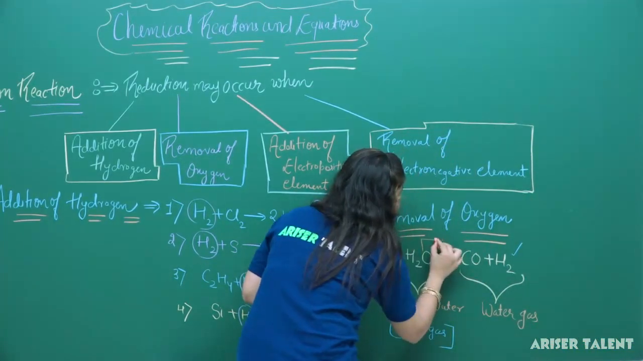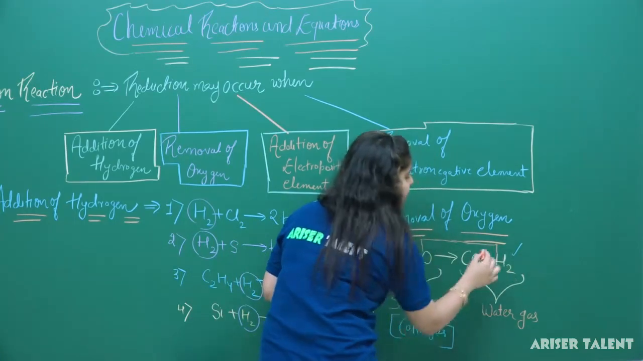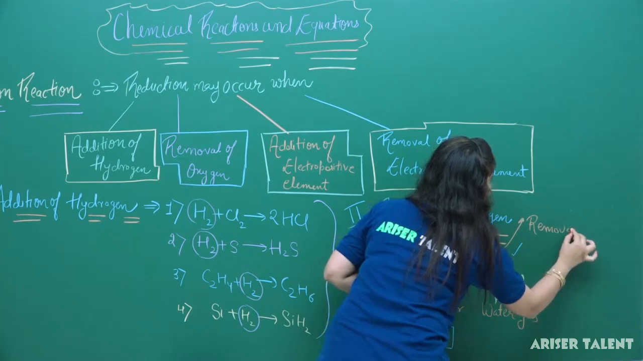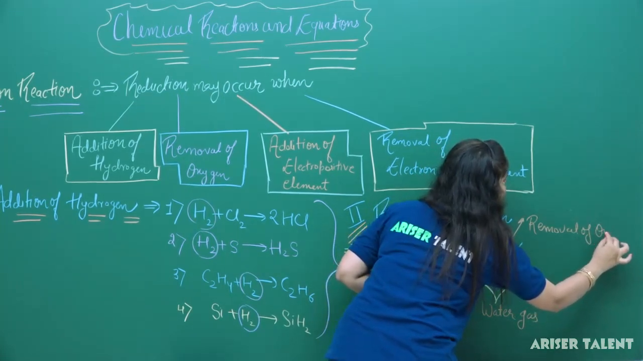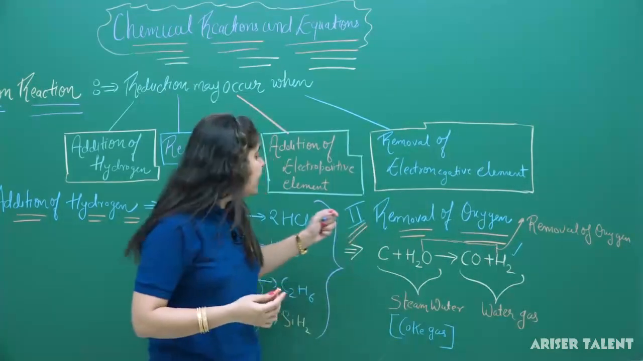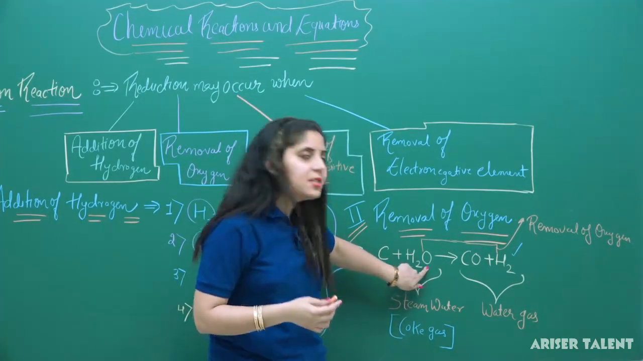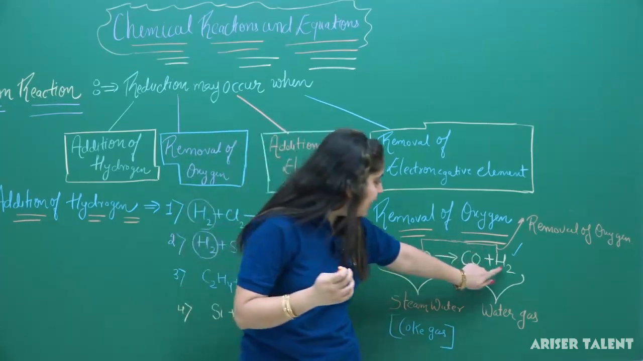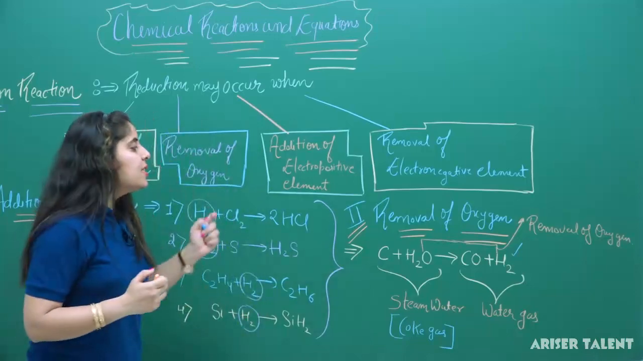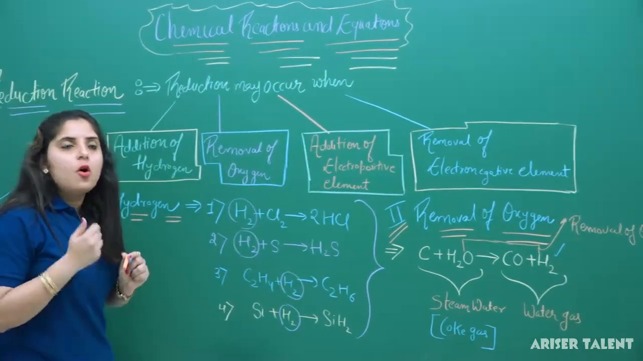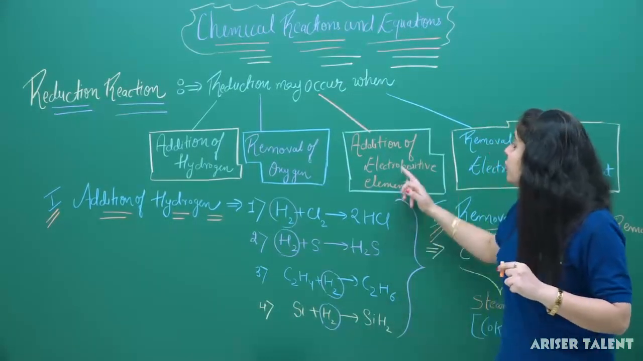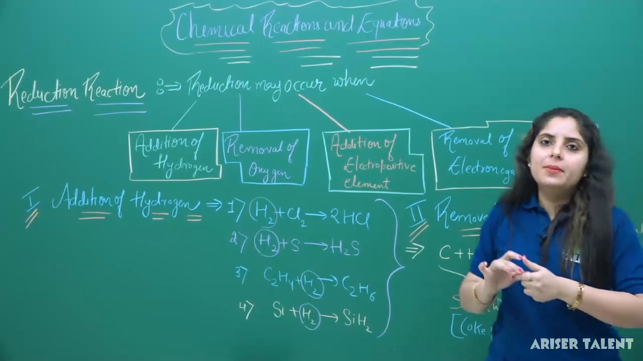Here we can write there is a removal of oxygen, and removal of oxygen is termed as a reduction reaction. You can clearly see here the oxygen is removed from the substance, and on the right hand side of the equation we will get only H2. So this is the example for the removal of oxygen. Then we will proceed to our third topic, that is addition of electropositive element.